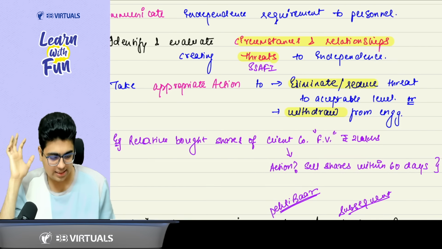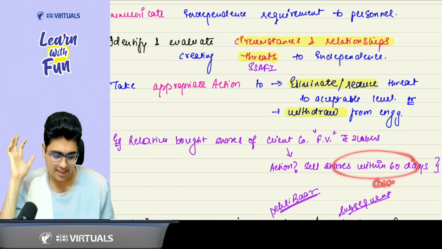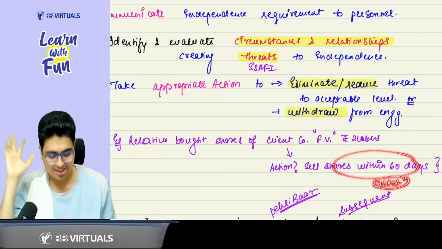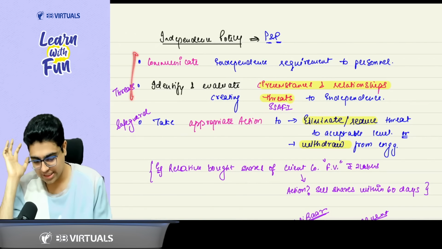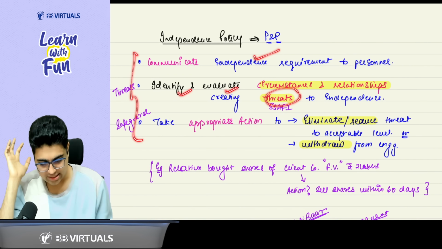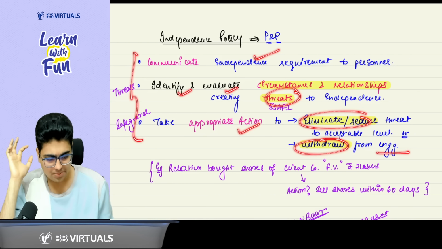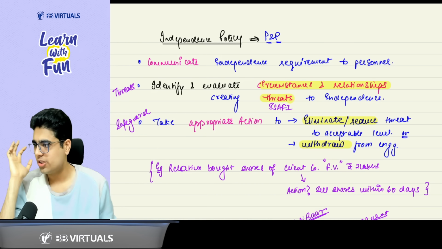Got it, sir. These limits are given in your Companies Act. In case you wondered how 60 days is coming, this is given in the Companies Act. Got it? Got it, sir. So these 3 points: communicate the independence requirement, identify and evaluate the threats, and then take action to eliminate or reduce the threat or withdraw from the engagement. Now let's do a good question on this.